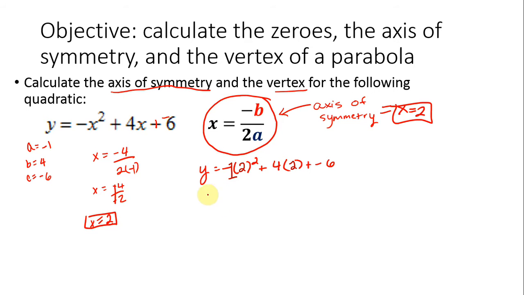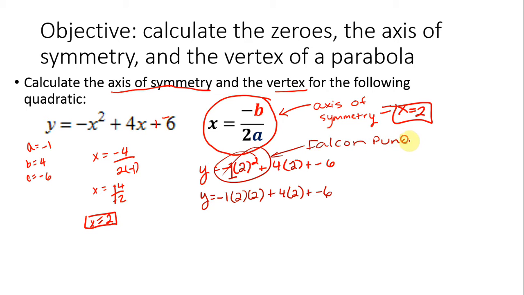Now I'm going to do my step to prevent myself from getting falcon punched. So I'm going to write out this part in expanded form. Bring down my -1 times 2 times 2 plus 4 times 2 plus -6. So don't get falcon punched. Make sure you write that in expanded form.